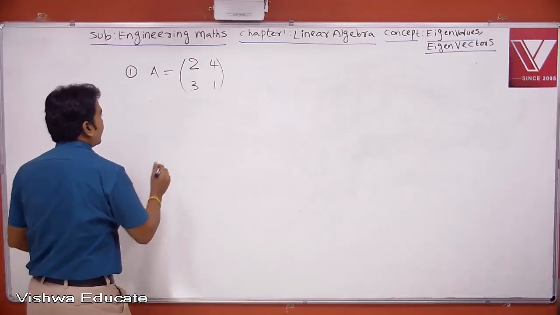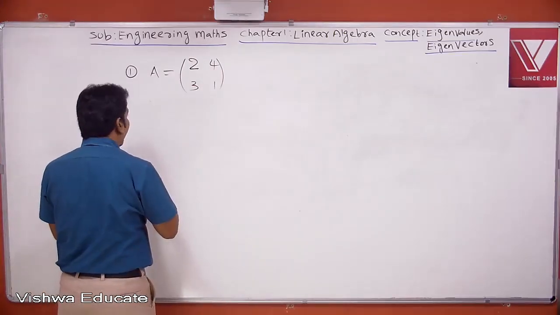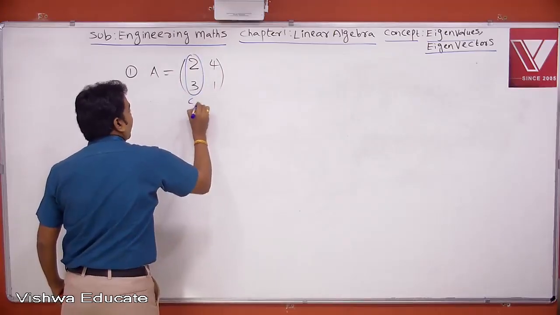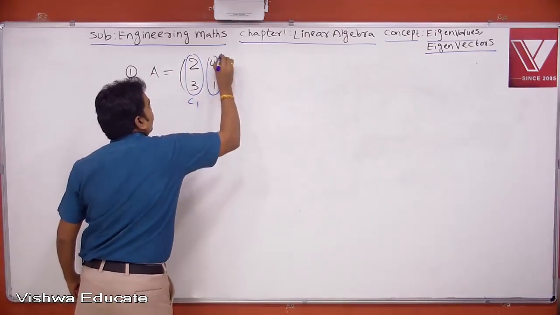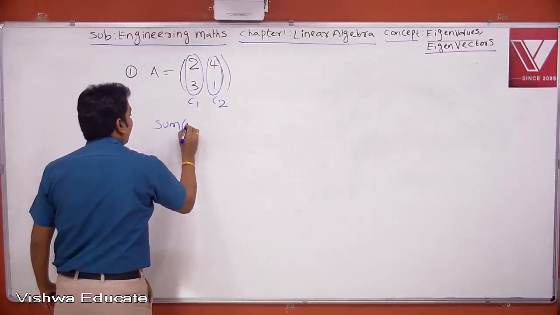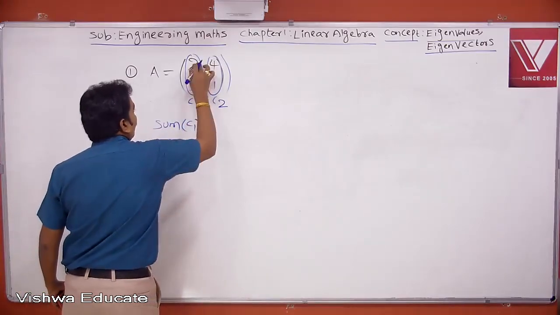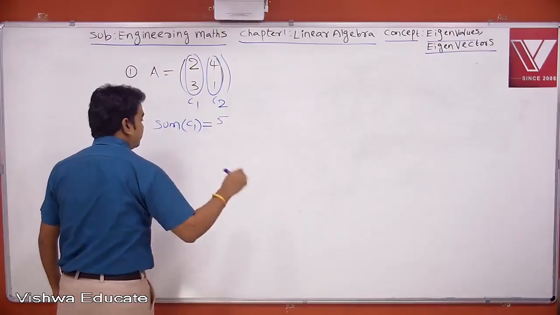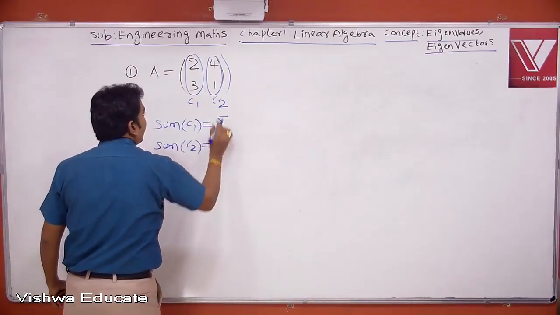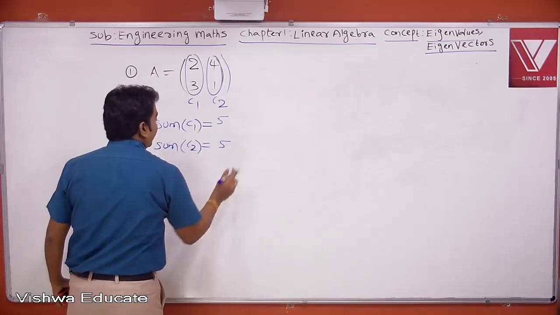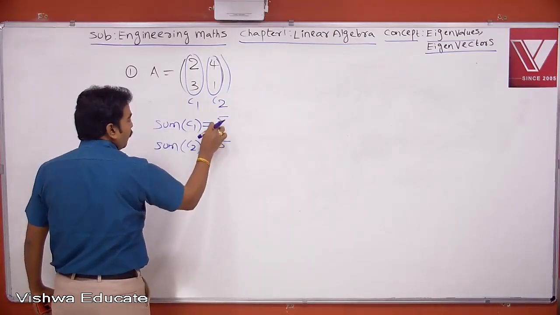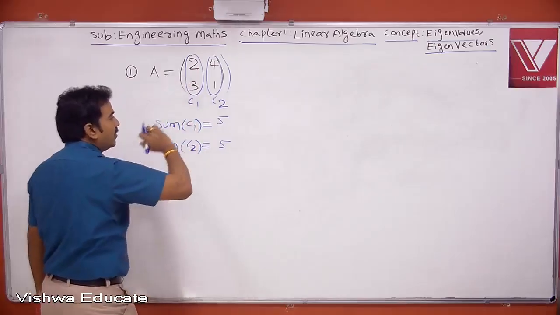Now when you look at this matrix, add all elements in column 1. This is column 1, C1, and this is column 2, C2. So here the sum of column 1 equals 2 plus 3, 5. The sum of column 2 equals 4 plus 1, 5. Therefore, the sum of C1 is 5, the sum of C2 is 5. 5 is common. Therefore, 5 is one of its eigenvalues.